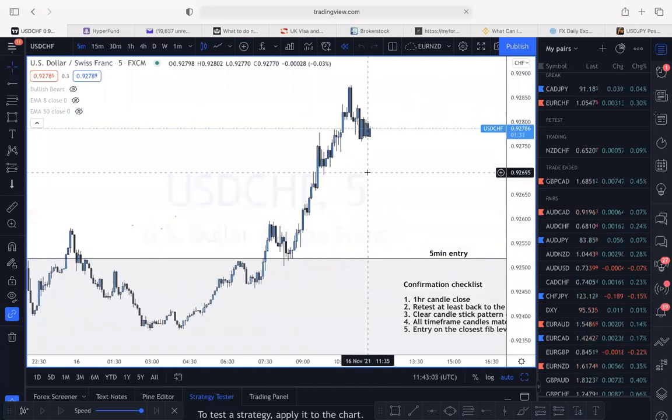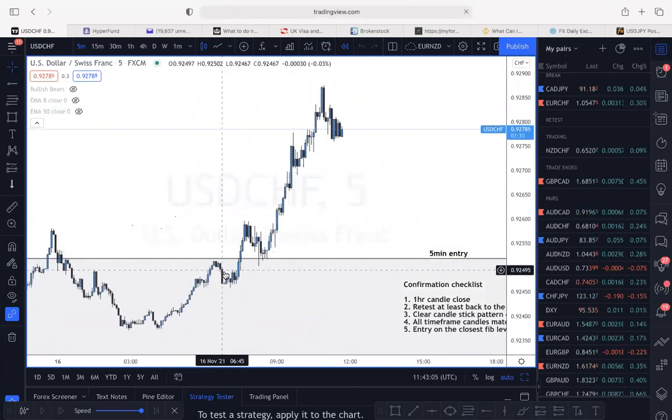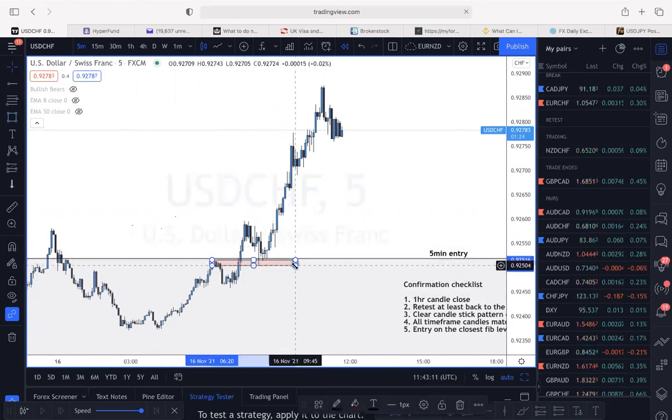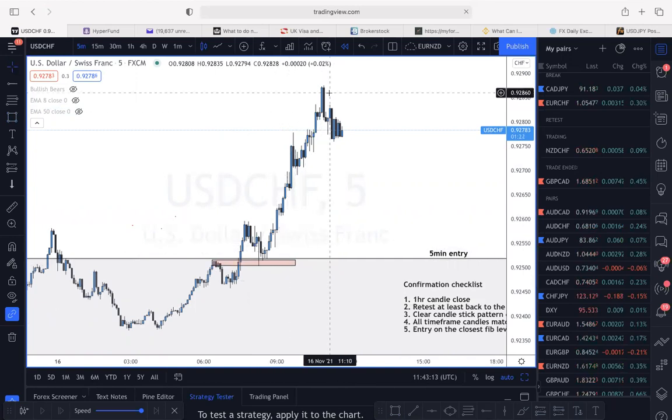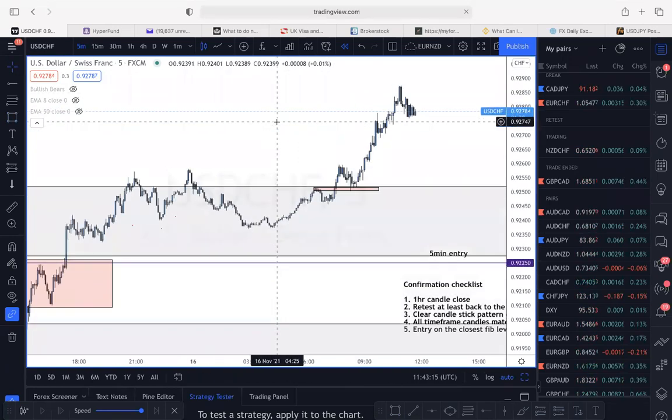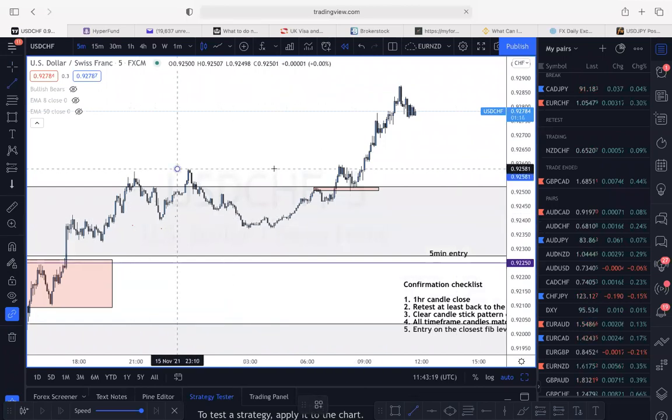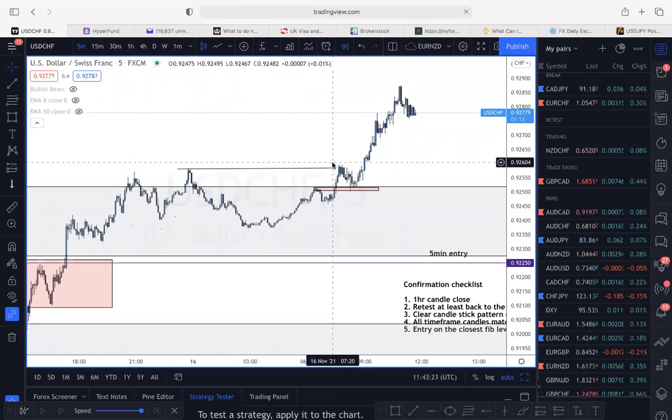Here's a perfect example of having a buy entry. Break the structure, retrace back, buy up. The target is right here. Liquidity.